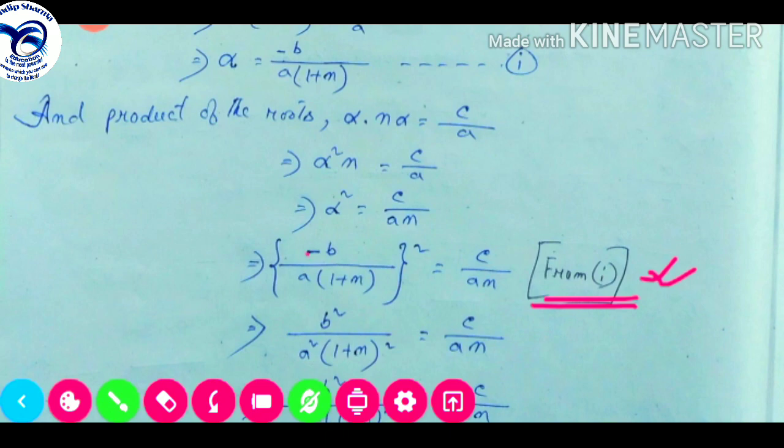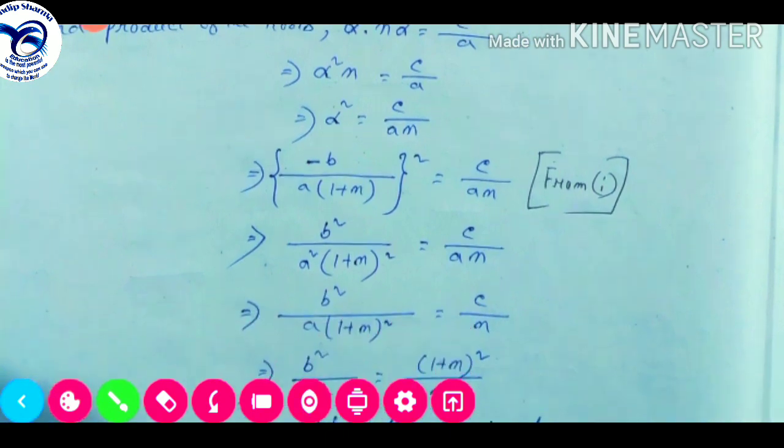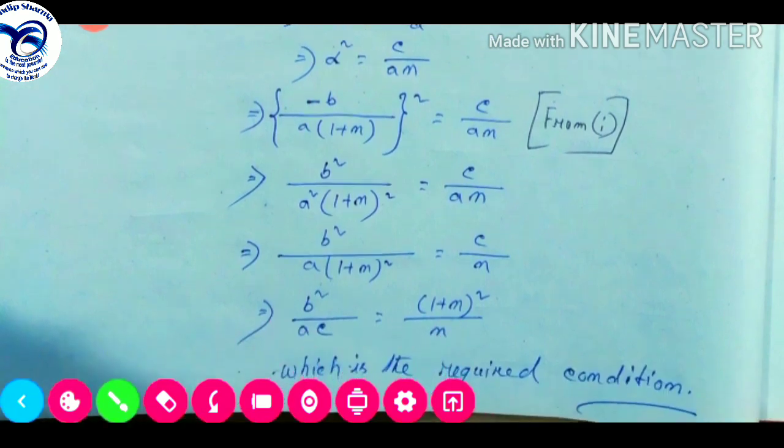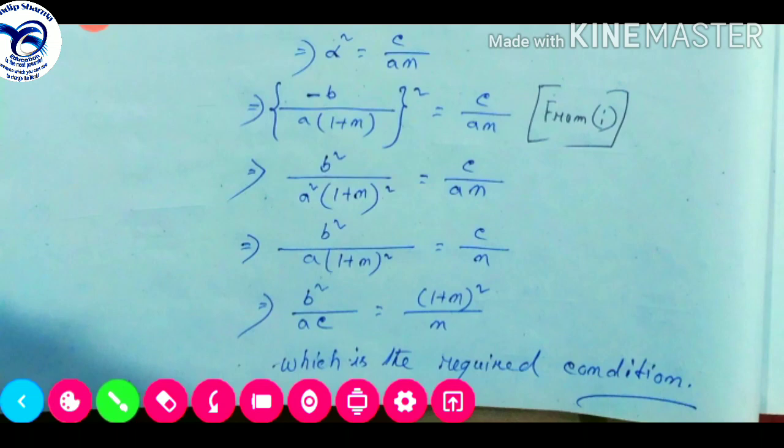Now minus minus will be plus. So plus b square divided by a square into 1 plus n whole square is equal to c divided by a n. Now we take all the a, b, c on the same side and n on the other side. So b square divided by a c, this c will come down here, and the 1 plus n square will go over here. So it will be 1 plus n whole square divided by n. This will be the required condition.